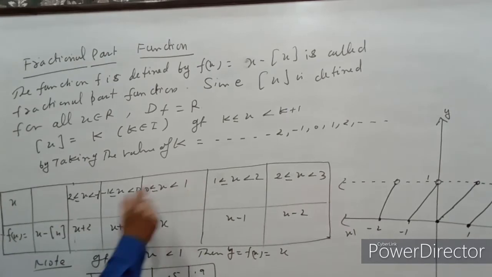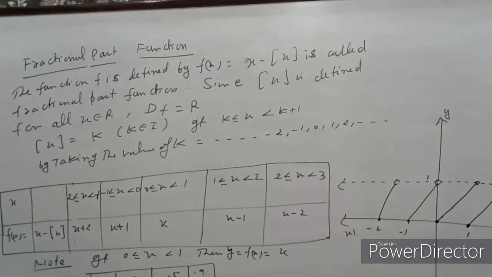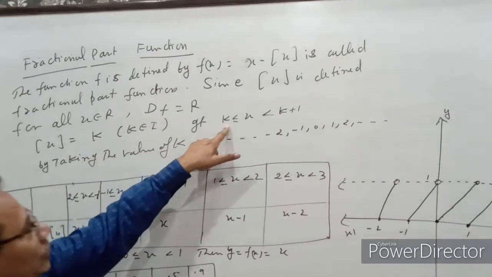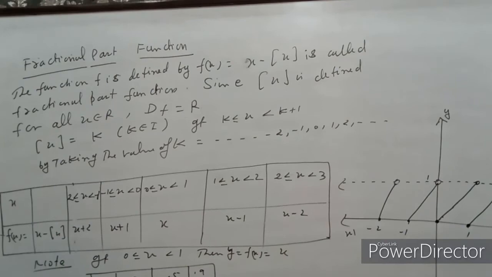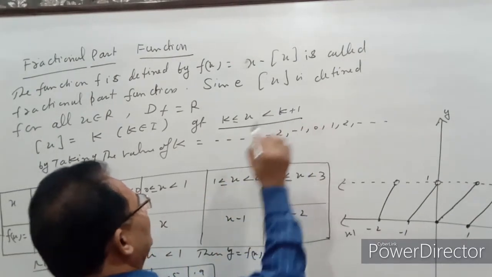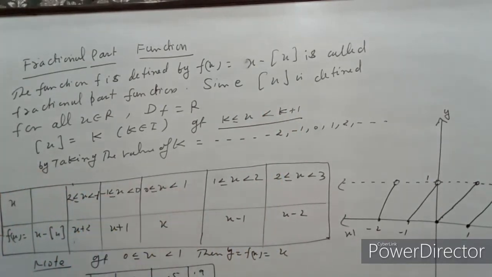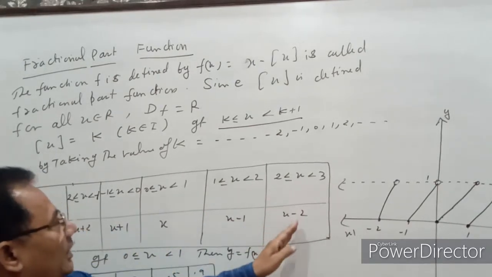For example, by taking the value of k as -2, -1, 0, 1, 2 and so on, then we get, if we take here k is equal to 0, अगर हमने k is equal to 0 लिया, तो then x lies between 0 to 1. Understand? जो हमने टेबल तैयार की है, by taking k is equal to 0 and here 1. So x lies between this and we get by the definition of the greatest integer function, the value should be equal to x, or say x minus 1, or say x minus 2.